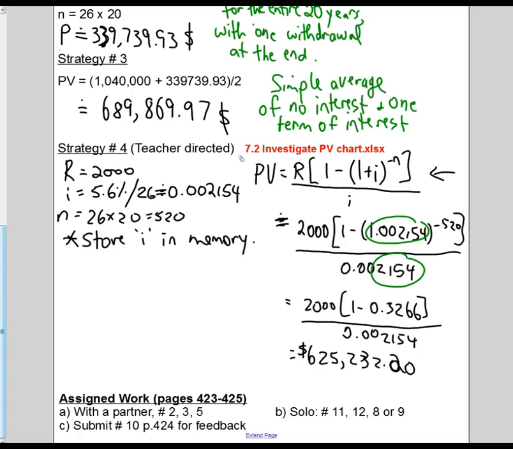Okay, this concludes video lessons for the present value of an annuity. You can see the assigned work down there. Numbers 3 and 5 in part A require the TVM solver. The remainder of the questions should be solved with the formula.